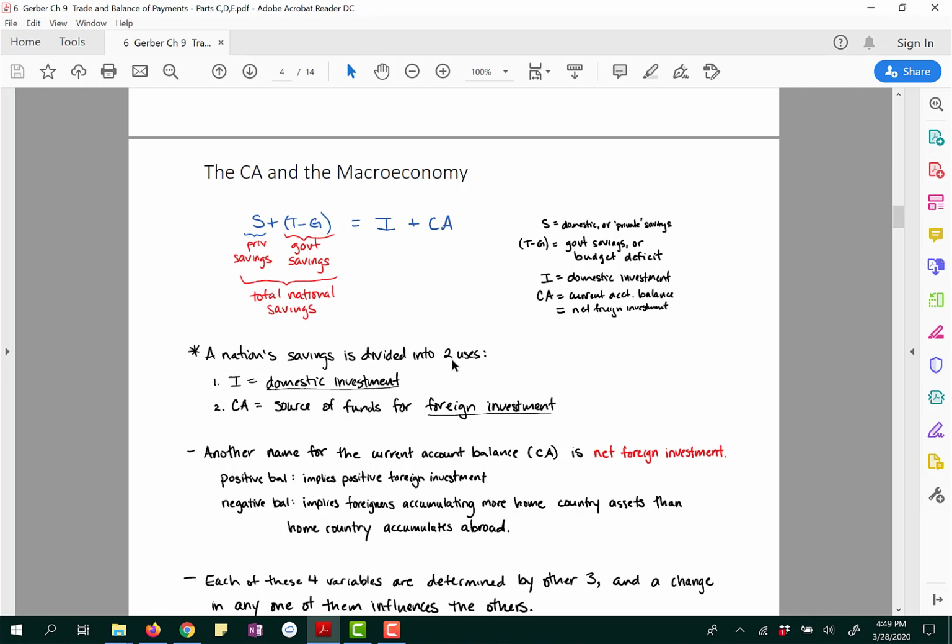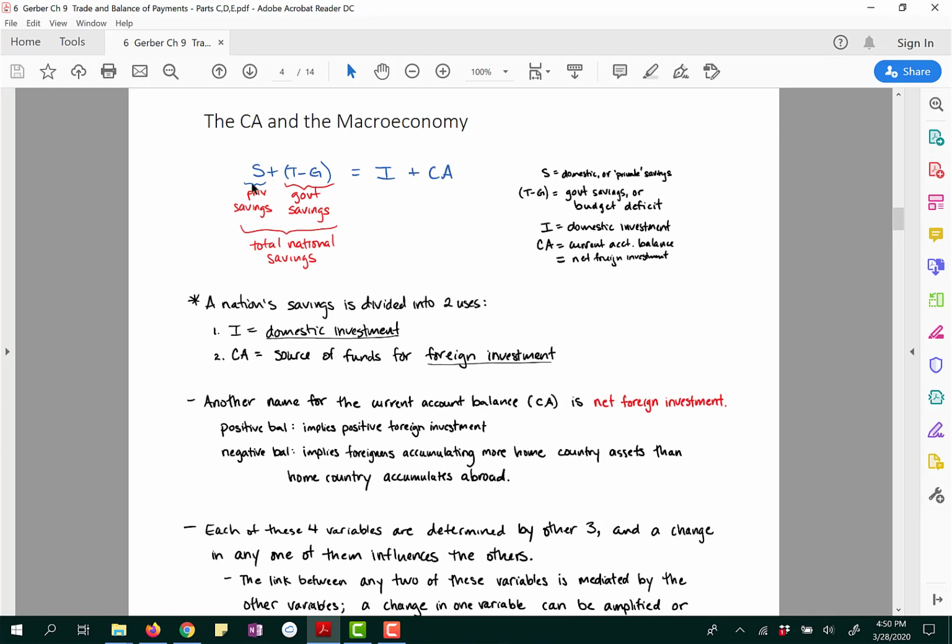A nation's savings is divided into two uses. Total national savings is divided into two uses: domestic investment and foreign investment. Another name for the current account balance is net foreign investment, and that's because of the equality of the current account with the financial account. And the financial account represents net foreign investment. So a positive balance implies positive outward foreign investment, and a negative current account balance implies that foreigners are investing more in the domestic economy than domestic residents are investing in foreign economies.